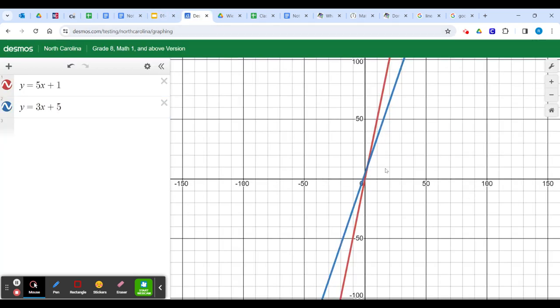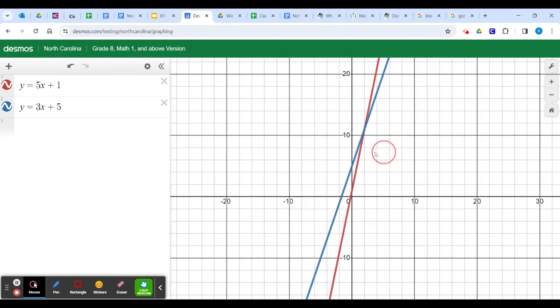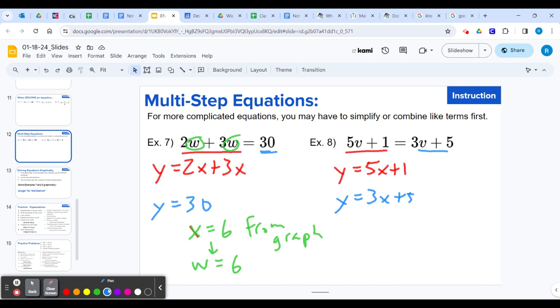Yep, so we get another two graphs. We can zoom in here to try to see where that intersection is. That gray dot locates it, and it looks like we have an x value of 2, a y value of 11. So our solution should be x equals 2 here from our graph. And so that means that v equals 2 in this equation.